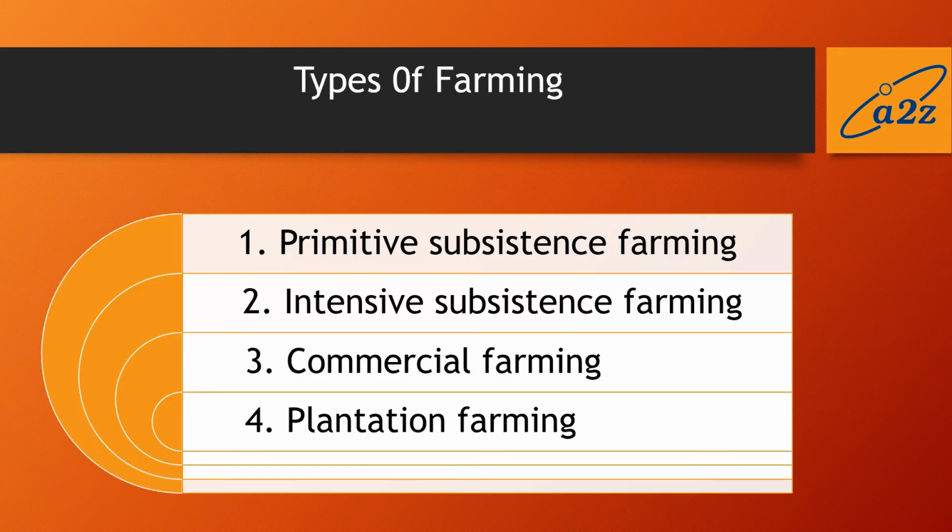Our next heading is types of farming. So farming is divided into 4 parts, that is primitive subsistence farming, second intensive subsistence farming, third one is commercial farming, and the fourth one is plantation farming. So let's understand all these types of farming one by one.